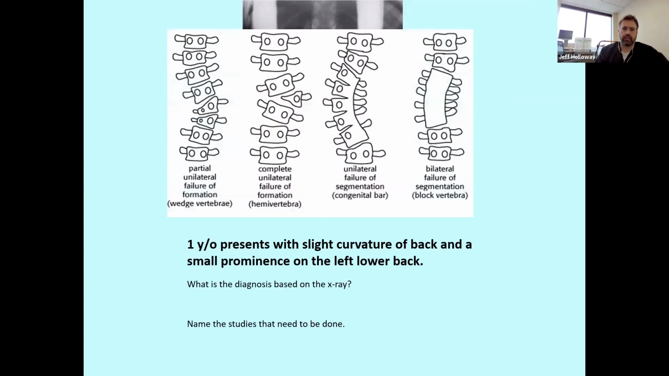So this is kind of a schematic of all the little things that can go wrong. You see the second one is the hemivertebra. A wedge vertebra is a little bit more like it's full, but it's wedge shaped. And then you can get a bar or a block of them too. So these are all possibilities. And then obviously this is causing scoliosis, but what would be your next thought process after that?